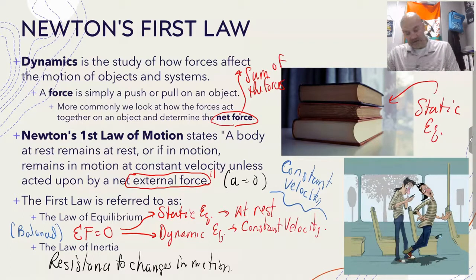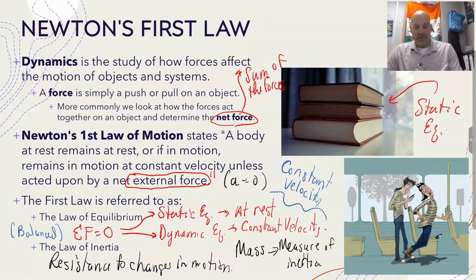The physical quantity associated with inertia is an object's mass. And the way we look at it, mass is the measure of inertia, right? So large mass, big inertia. Small mass, low inertia. A large mass will resist changes to its motion more than a small mass.